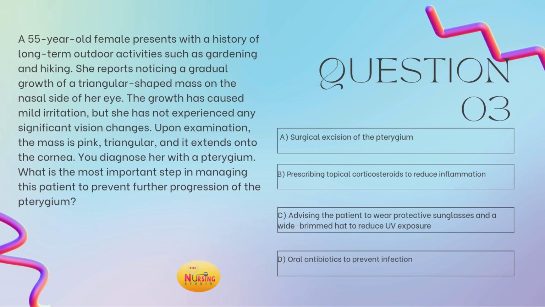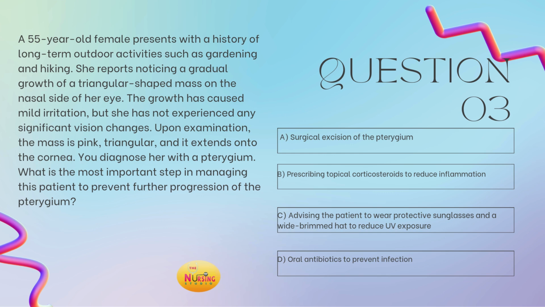All right, so now let's apply what we know to a scenario, okay? So, question number 3, a 55-year-old female presents with a history of long term outdoor activities such as gardening and hiking. She reports noticing a gradual growth of a triangular shaped mass on the nasal side of her eye. The growth has caused mild irritation, but she has not experienced any significant vision changes. Upon exam, the mass is pink, triangular, and it extends on the cornea. You diagnose her with pterygium. What is the most important step in managing this patient to prevent further progression of the pterygium?